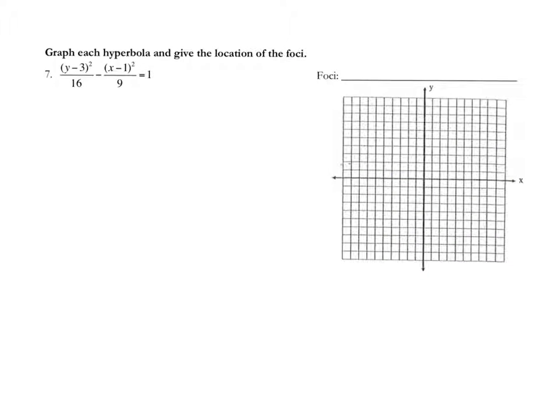Alright, number 7 is another hyperbola. We know that also because of the minus sign. So the first thing we have to do here is find the center. This one actually has a center. And you have to be careful because the y and the x are switched in order. When you do the center, you want the x number first, the y number second. So it should be 1, comma 3. So that's over 1, up 3.